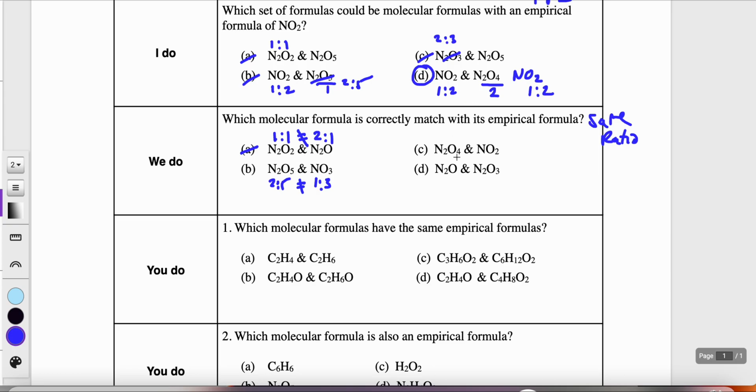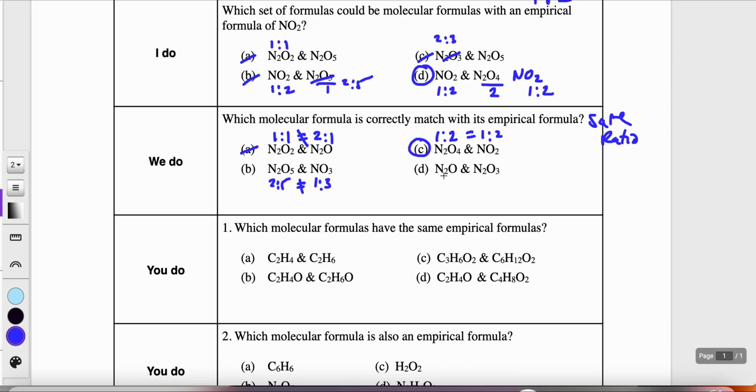Take a look at letter C. Both the subscripts are even, so they're both at least divisible by 2. And if we do that, it becomes a 1 to 2. And our second one, it is already a 1 to 2. So they are the same. So C should be our answer.